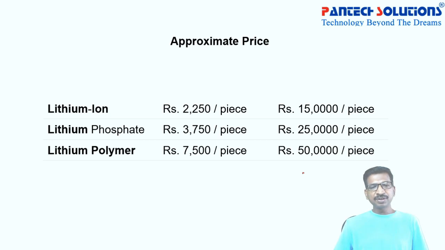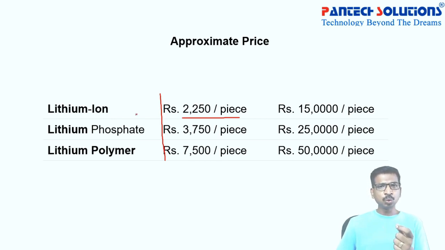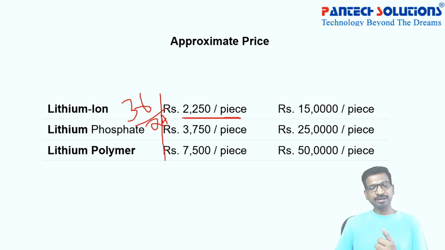The approximate budget for the lithium-ion battery is about 2,250 rupees for an individual module. For an individual cell, it is about 200 rupees, a 3.6 voltage, 2 ampere hour cell. This price is for 10 pieces, so like that you can calculate the value. Again, this rate is as of April 2020.